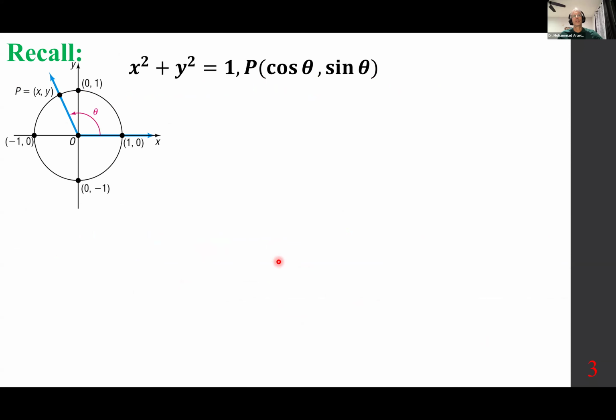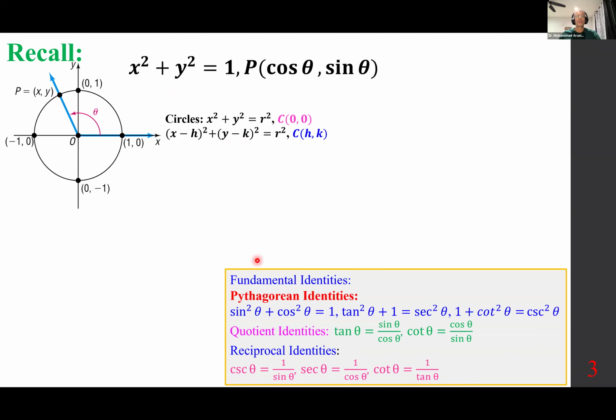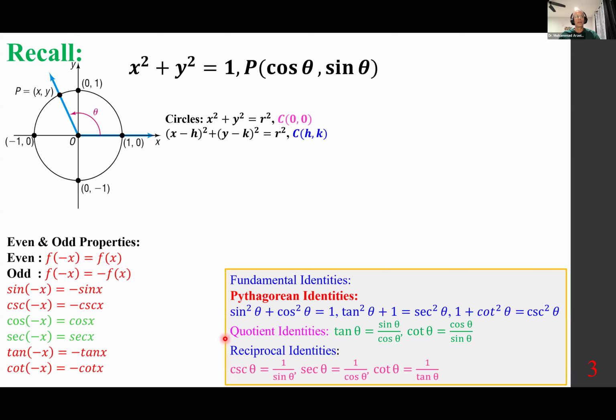Again, reminding everybody of basics, such as the unit circle has equation x squared plus y squared equals 1. Point P has coordinates x, y, or cosine, sine. Equation of circles: x squared plus y squared equals r squared, centered at 0, 0; x minus h quantity squared plus y minus k quantity squared equals r squared, centered at h, k. Fundamental identities such as Pythagorean identities, quotient identities, reciprocal identities, even and odd properties.